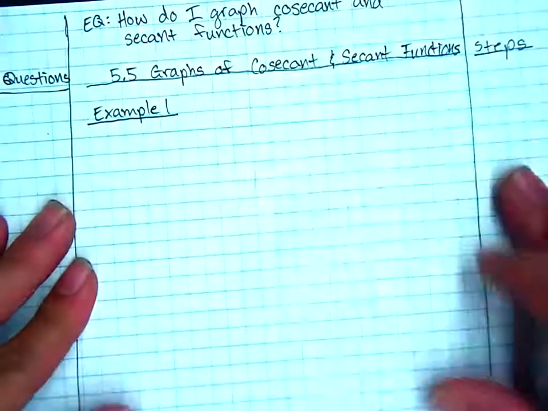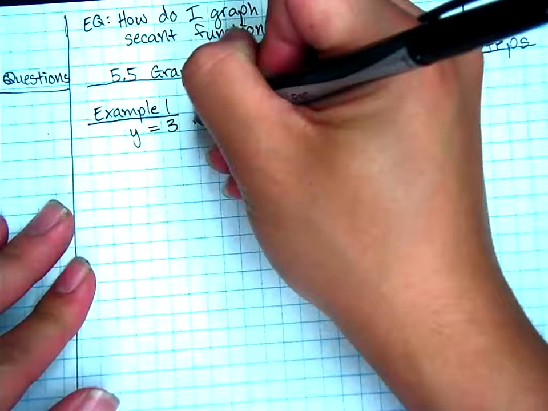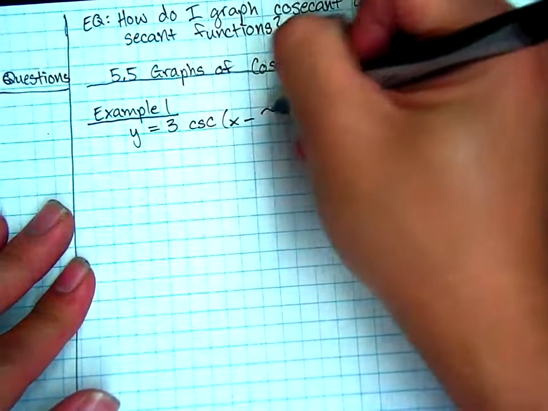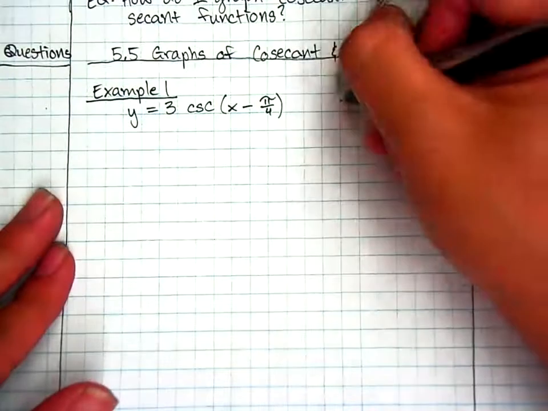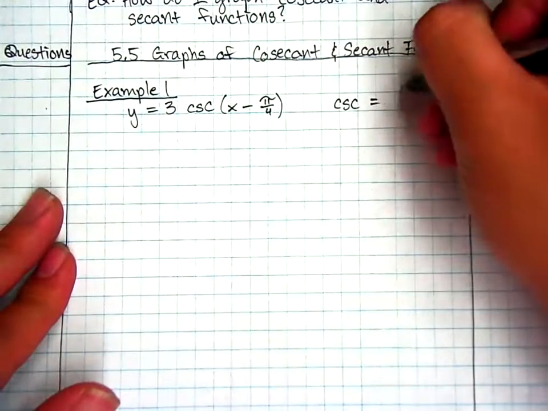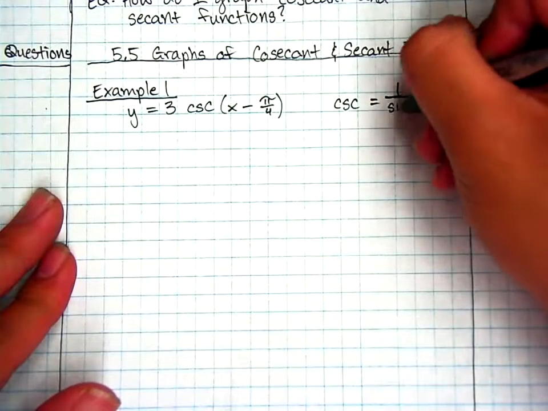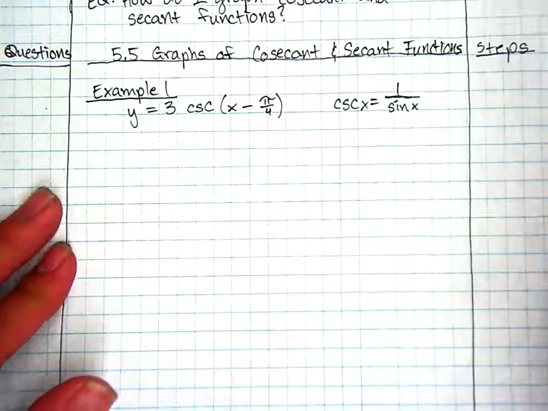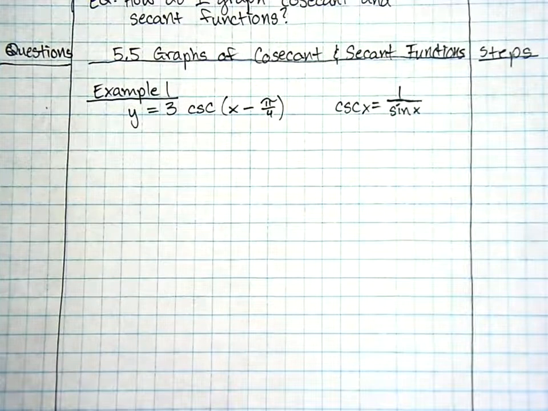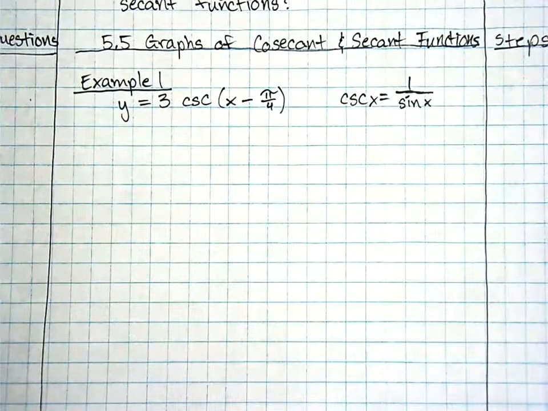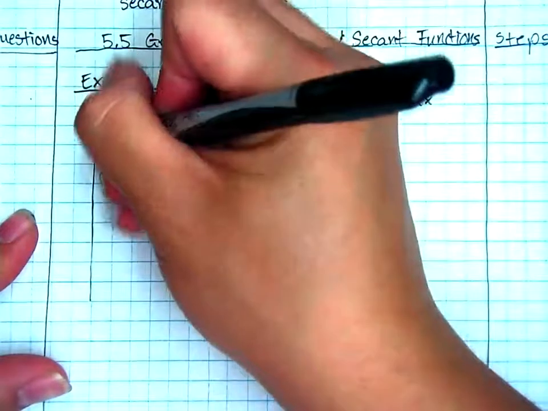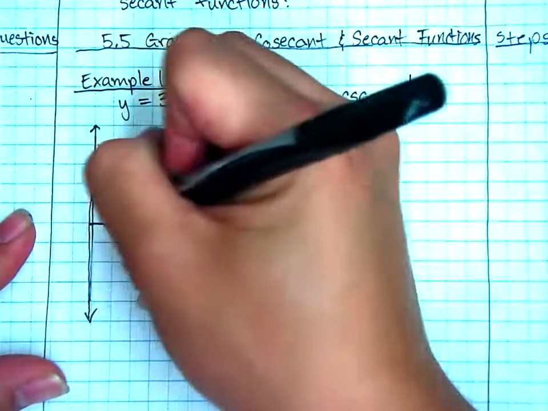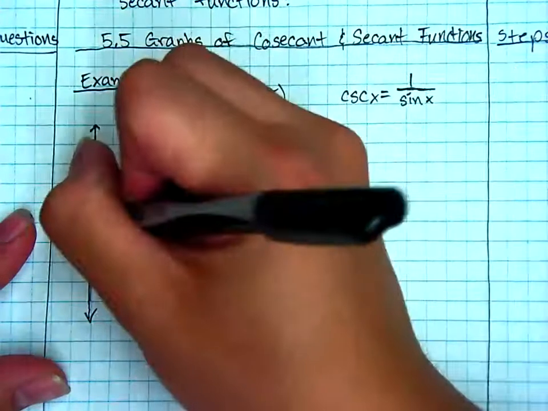So example 1. I'm going to graph y equals 3 cosecant of x minus pi over 4. So basically, cosecant is the reciprocal of the sine function. So cosecant x is equal to 1 over sine x. So if I were to base my graph off of something I already know, I'm going to base it off of the sine function. So let's go ahead and do that actually. So I'm going to go ahead and sketch my graph in.